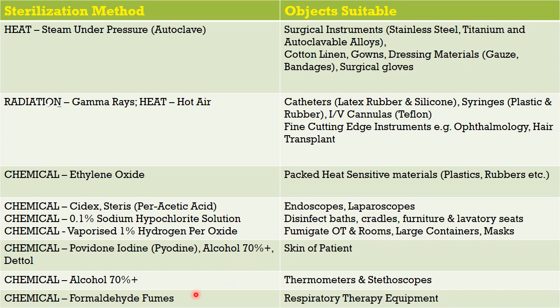Alcohol 70 to 90% can also be used to dip thermometers in or to wipe stethoscopes with to disinfect them. Formaldehyde fumes, in closed containers or cabinets, can be used to decontaminate respiratory therapy equipment like respirators and ventilator piping and masks, etc.